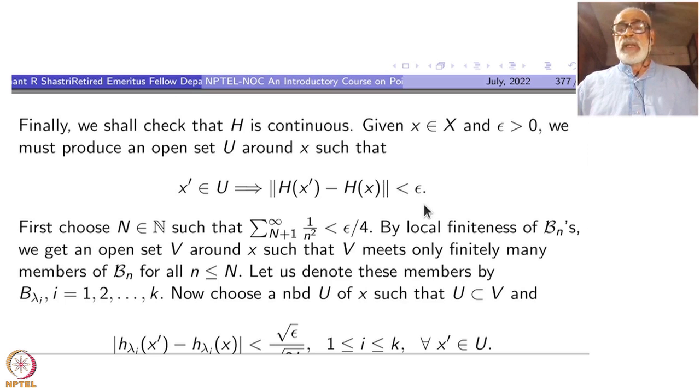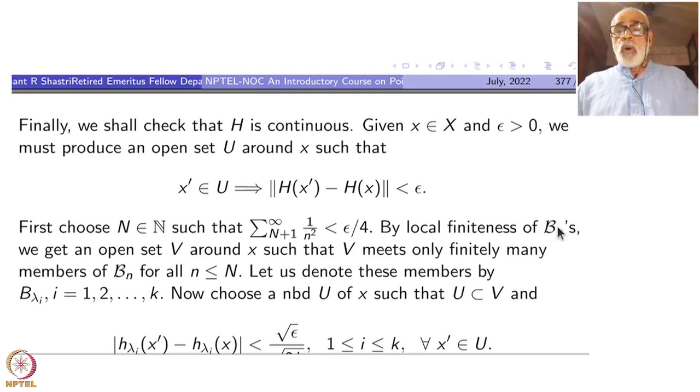For every x, for every epsilon, I have to prove this. As soon as epsilon is given, choose some N such that, n going to infinity, I can put it as k also, earlier I had k, so you have capital N, no problem. The sum from N plus 1 to infinity of 1 by n square is less than epsilon by 4. Maybe epsilon by 8 if you want, you can choose, no matter.